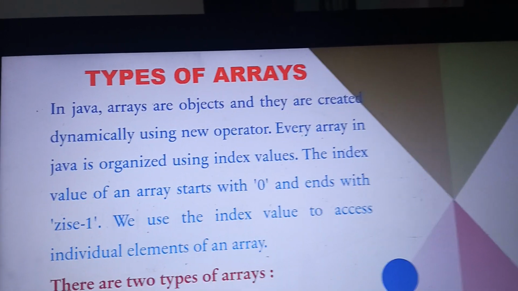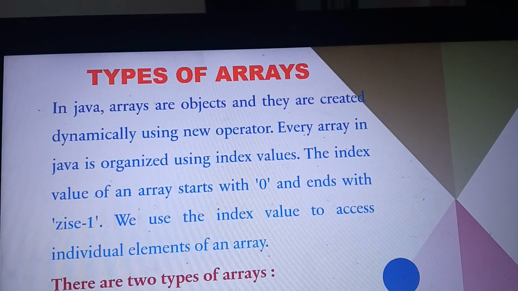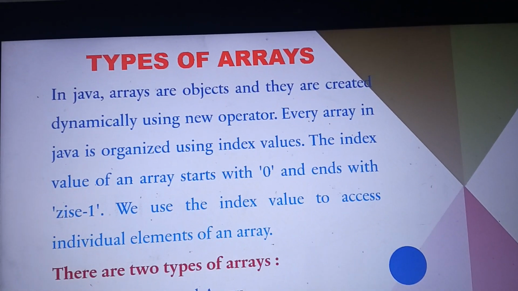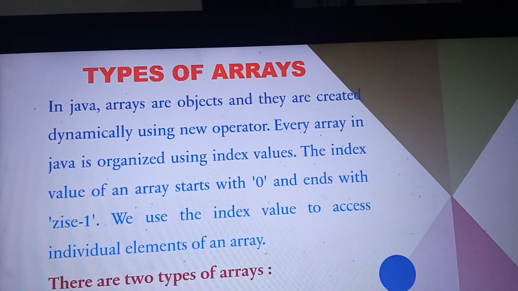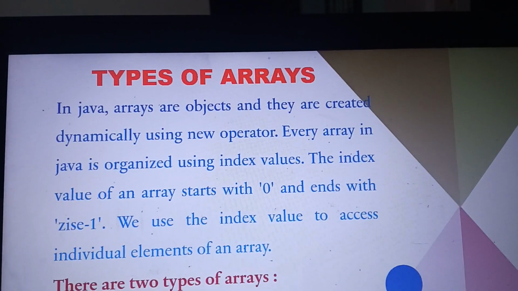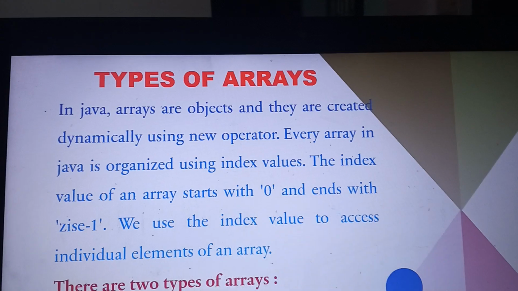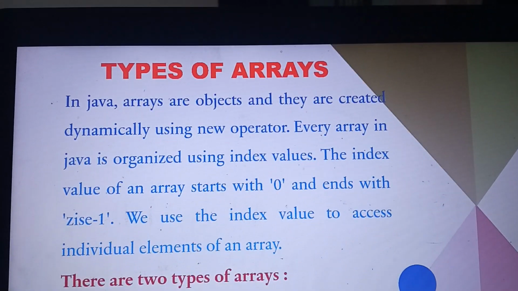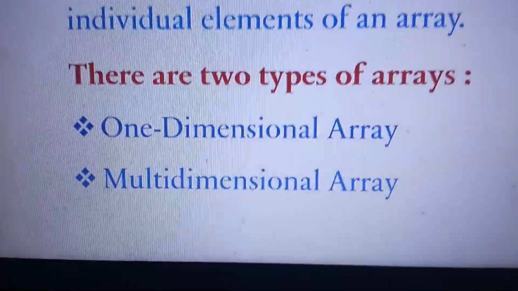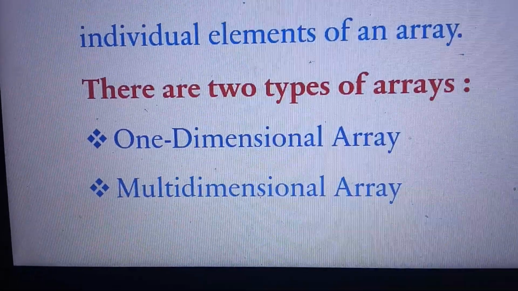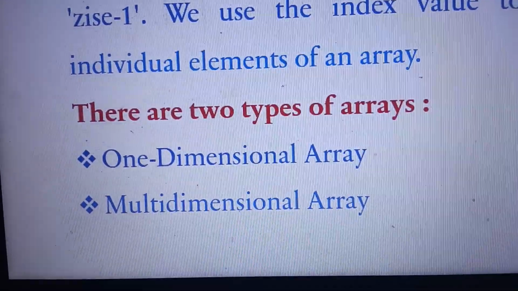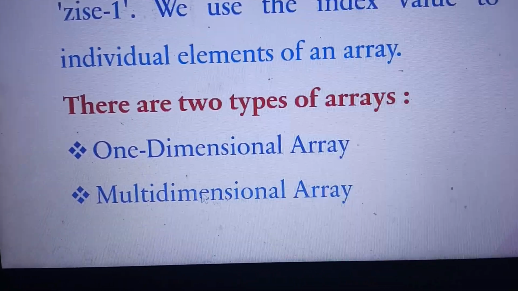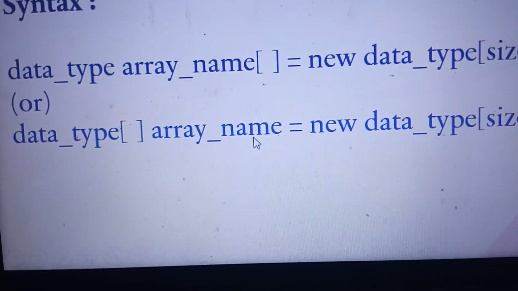Every array in Java is organized using index values. How do we store the values in an array? We use an index. The index always starts with 0 and ends with n minus 1, or size minus 1. There are two types of arrays: one is the one-dimensional array, and the other is the multi-dimensional array.